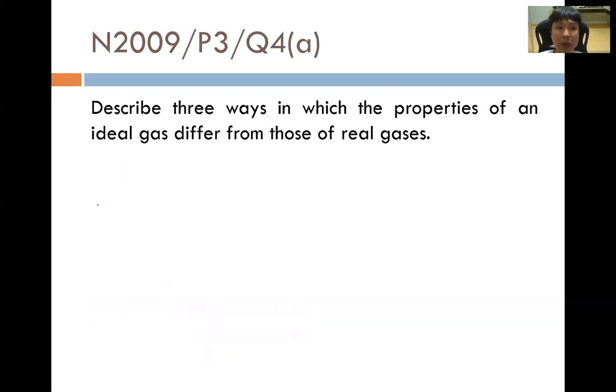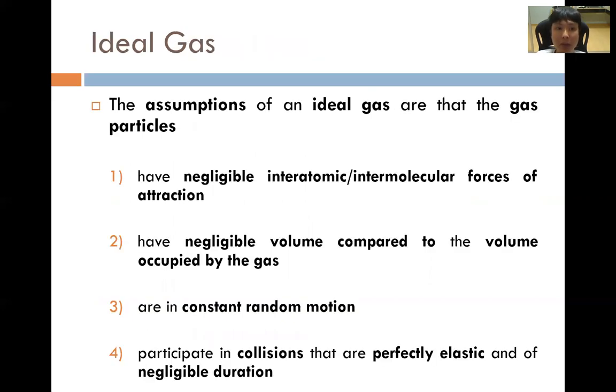Last question, November 2009, paper 3, question 4a. Describe 3 ways in which the properties of an ideal gas differ from those of real gases. For this, I'm just going to refer to this. Out of these 4 assumptions, the assumption that ideal gas particles are in constant random motion is true for ideal gases as well as real gases. So assumptions 1, 2, and 3 are the ones that differ between real gases and ideal gases.